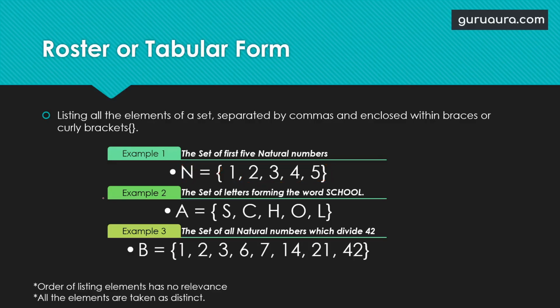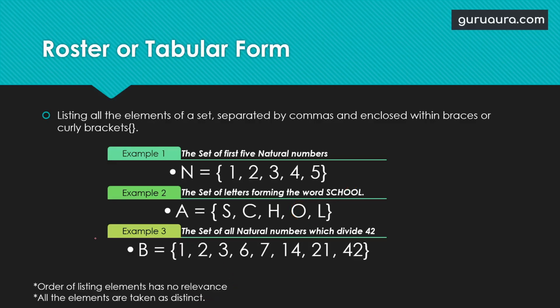Let's see the next example. The set of letters forming the word school. Let's represent this set by capital letter A. Now, set A consists of elements s, c, h, o, l. The elements are listed within the brackets separated by commas. Although the word school contains two o's, while listing the elements we have used o once because the elements must not be repeated. That is, all the elements are taken as distinct.